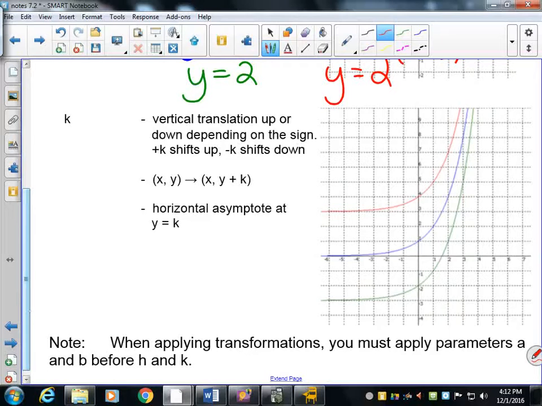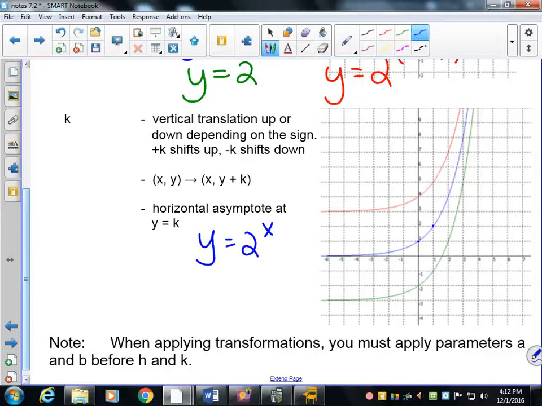Now, your vertical translation, so you'll take a look. This is the exact same curve again, right? This is our original curve. At 0, it's a 1. At 1, it's 2. So our original graph is y is equal to 2 to the x. It's the exact same curve. It's just shifted vertically up.